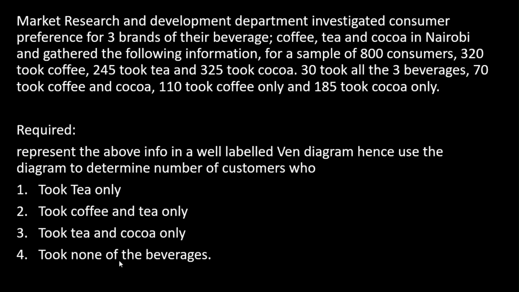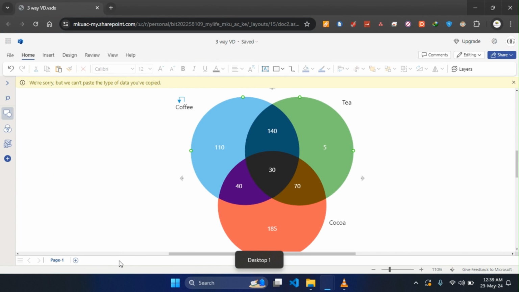All right, so otherwise this is a simple demonstration of how to understand sets and how to understand Venn diagrams.